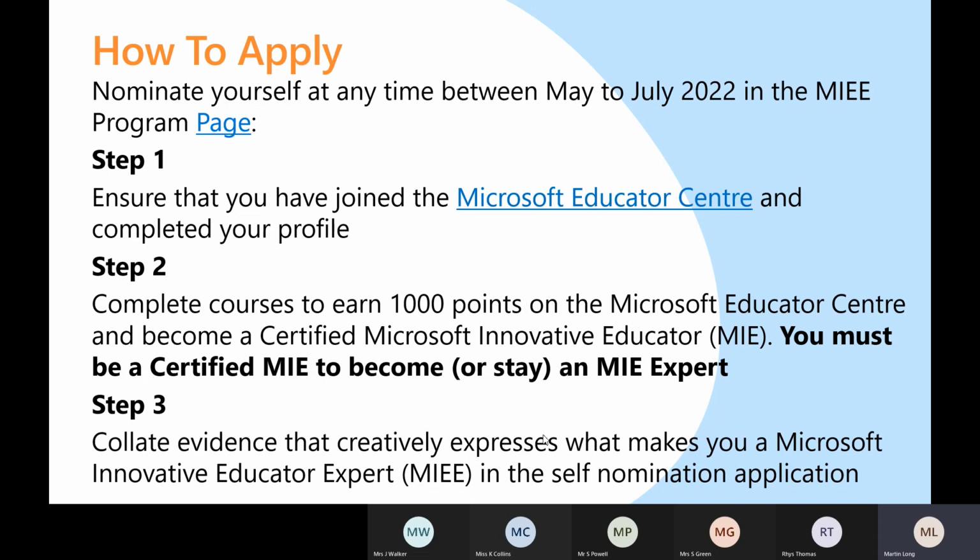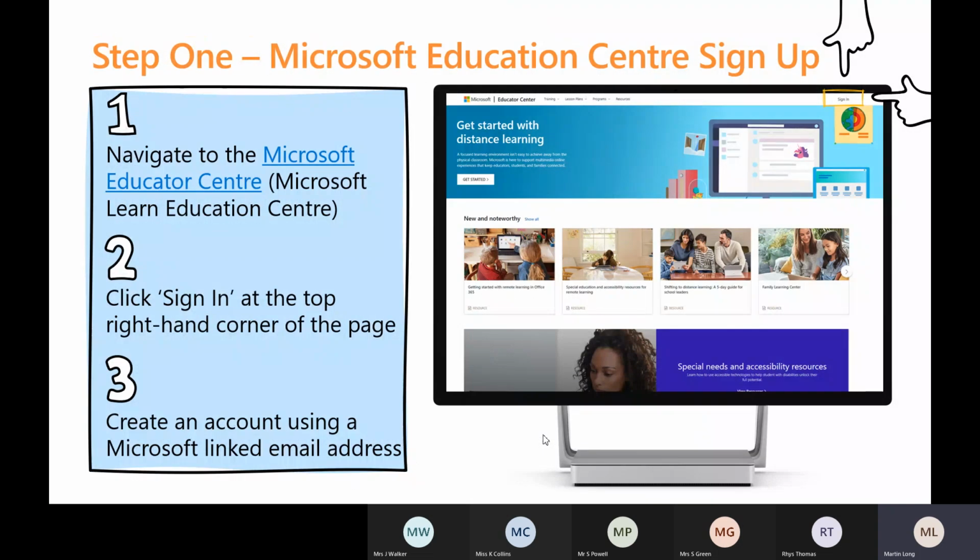But what you need to do then is submit your application in the summer to become an MIEE with all the evidence around that. The Microsoft Education Center, which is changing to Microsoft Learn Education Center, is still in the process of phasing across. One of the things that I've asked for clarification on from Microsoft is the problem that we have at the moment, that anyone who's moved to Microsoft Learn is not able to redeem the codes we're giving out.